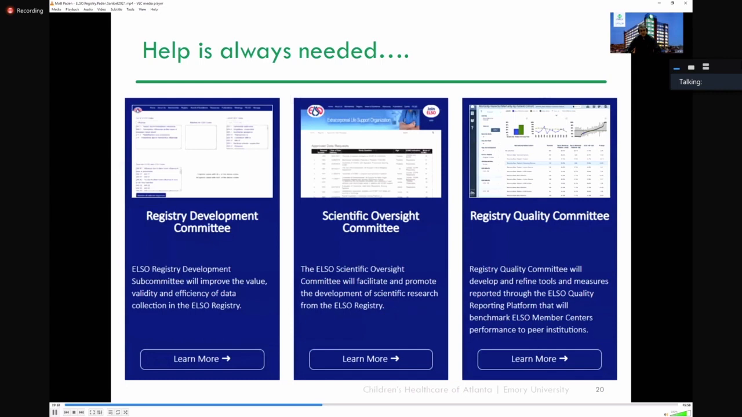Now, help is always needed with this. Ryan Barbaro runs the ELSO registry right now and is our ELSO registry chair. He's got a registry development committee that talks about improving the value and validity of the data. There's a scientific oversight committee, which, when you put in a request for ELSO data, looks over it to make sure that we can actually answer the question you're asking with the data that we have. And the final committee looks at improving quality and using the ELSO quality reporting platform to do some of the things that I'll show you at the end of this talk. So if any of you are interested in this, I'd encourage you to reach out.